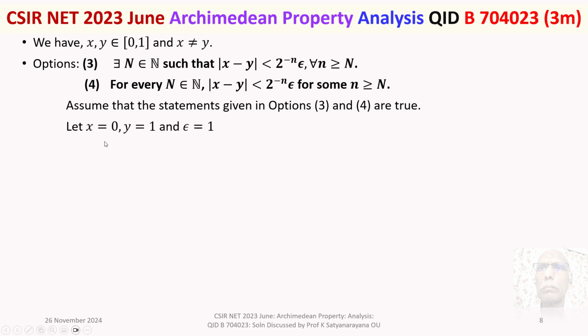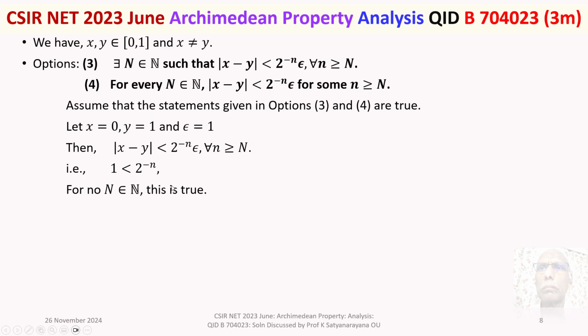Let x is equal to 0, y is equal to 1, no problem. Epsilon is equal to 1, no problem. We take it. Then mod of x minus y is less than 2 power minus n epsilon. In both the cases, this is given for all n greater than or equal to capital N. That is, mod of x minus y, which is 1, is less than 2 power minus n. Is it true for any natural number capital N? For no natural number N, this is true.